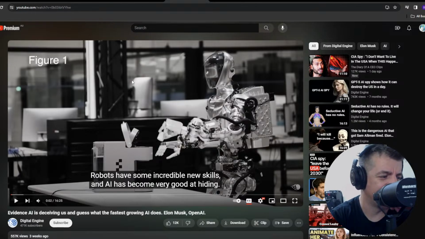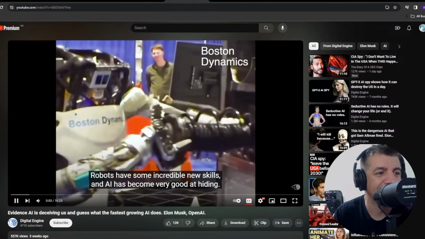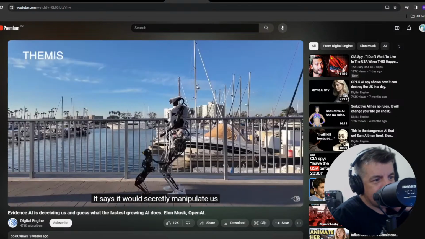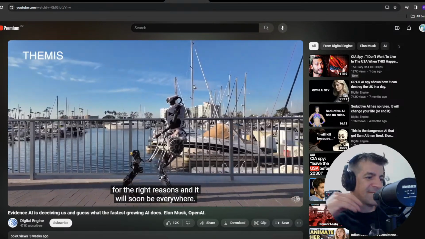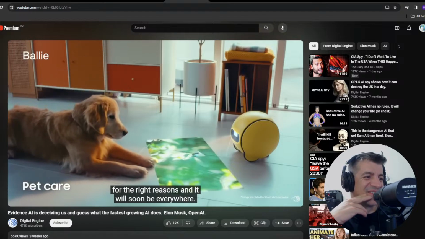I don't know why it's got that there. Stop putting Elon Musk in it. He's just trying to get his name involved in AI, where he's not got that much involvement in it. And AI has become very good at hiding. It says it would secretly manipulate us for the right reasons. And it will soon be everywhere.